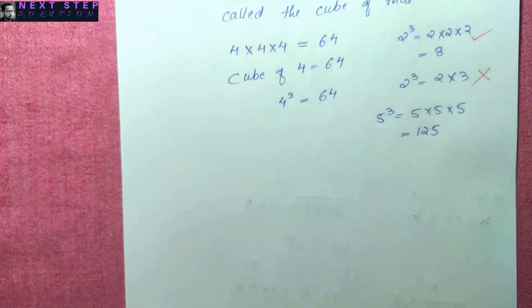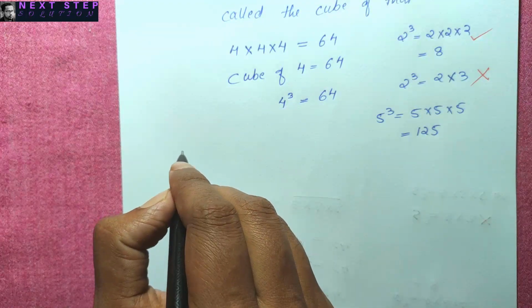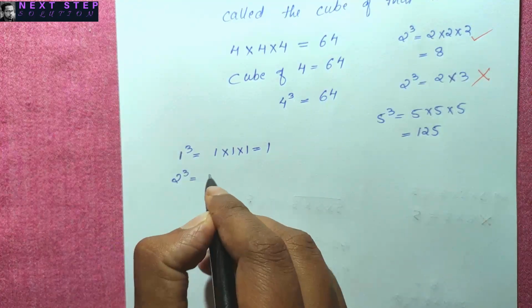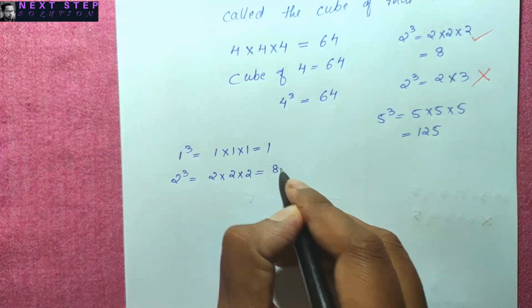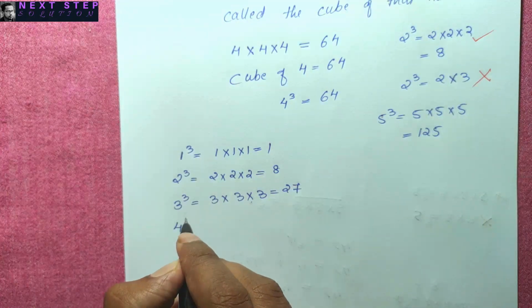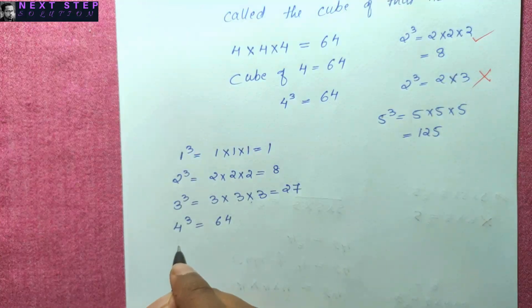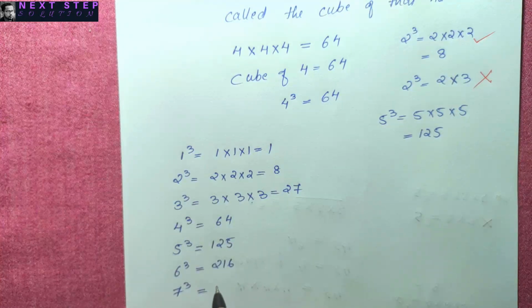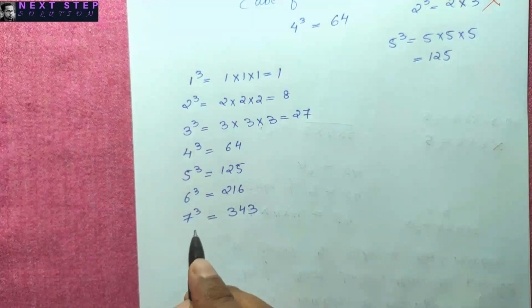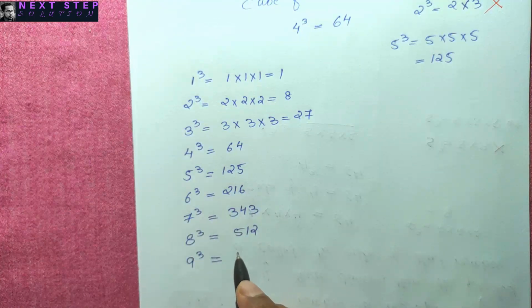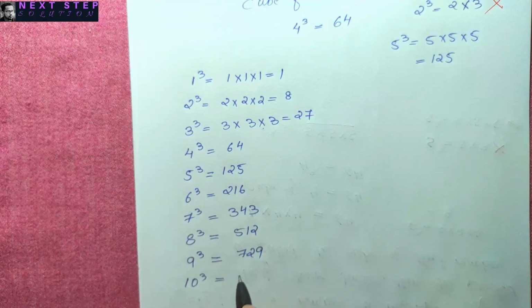Now let us see the cube of certain numbers, some single digit numbers. The cube of 1 is 1 into 1 into 1, which will be 1. The cube of 2 will be 2 into 2 into 2, which will be 8. The cube of 3 will be 3 into 3 into 3, which is 27. Similarly, 4 cube is 64. Then 5 cube is 125. Then 6 cube: 6 6s are 36, 36 6s are 216. Then 7 cube, 7 7s are 49, 49 7s are 343. Then 8 cube, 8 8s are 64, 64 8s are 512. Then 9 cube, 9 9s are 81, 81 into 9 is 729. Then 10 cube is 1000.